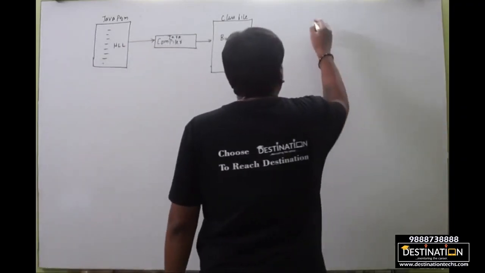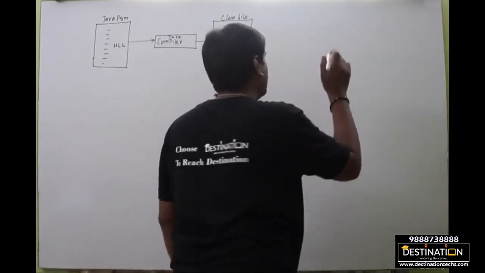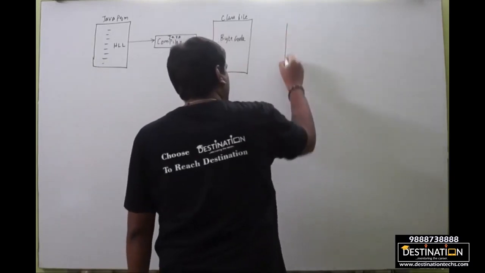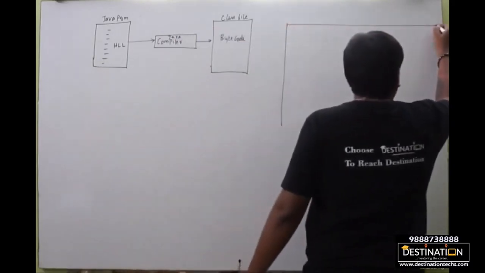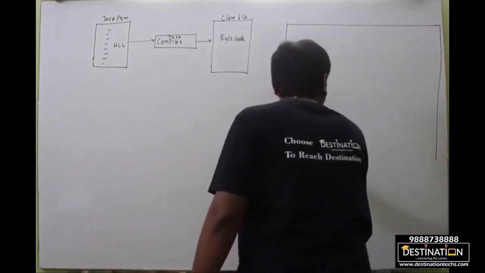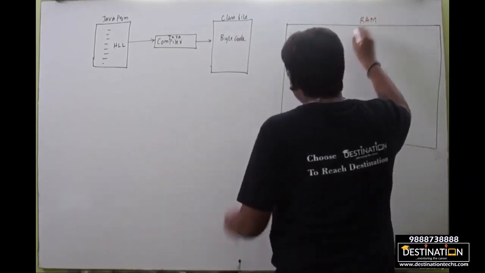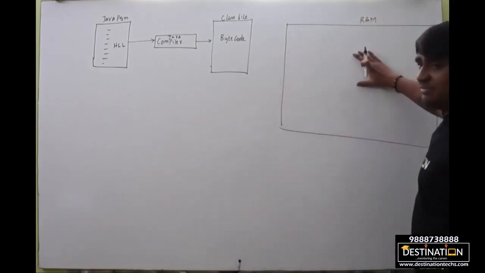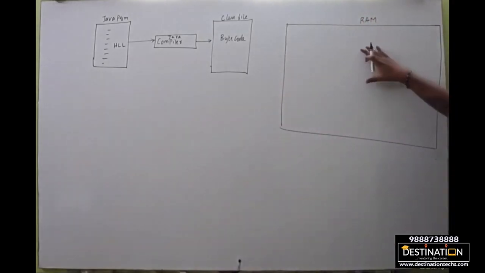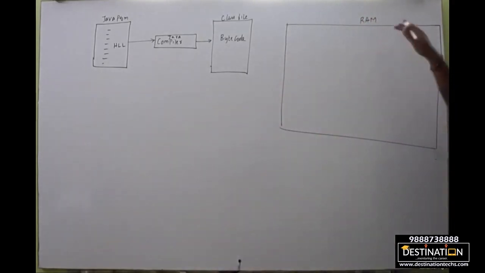Now this is your RAM. From now onwards, very important, pay attention. In this RAM, JVM will be present. Inside this RAM, a small portion of memory is allocated. That small portion of memory is called JRE. Inside the JRE, JVM will be there, because JVM is a part of JRE.